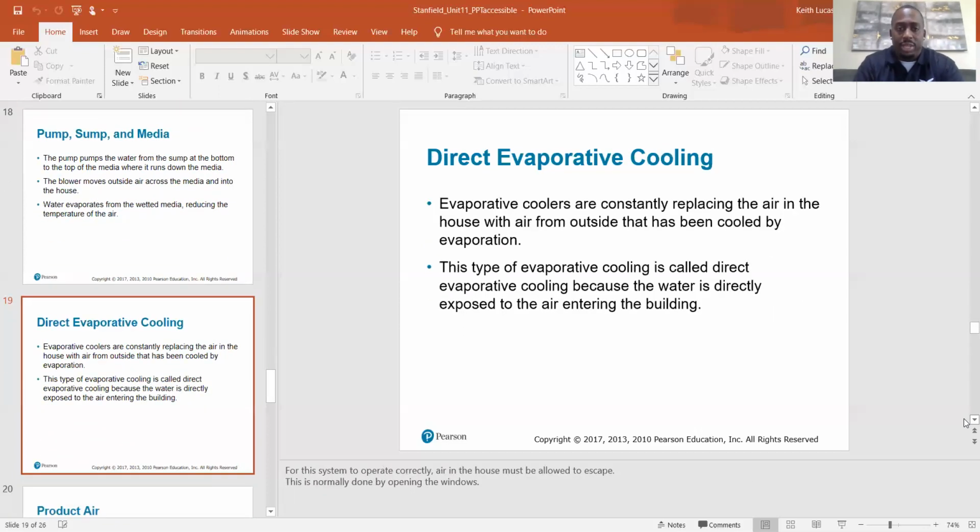Direct evaporative cooling. Evaporative coolers are constantly replacing the air in the house with air from outside that has been cooled by evaporation. This type of evaporative cooling is called direct evaporative cooling because the water is directly exposed to the air entering the building. For this system to operate correctly, air in the house must be allowed to escape. This is normally done by opening the windows.